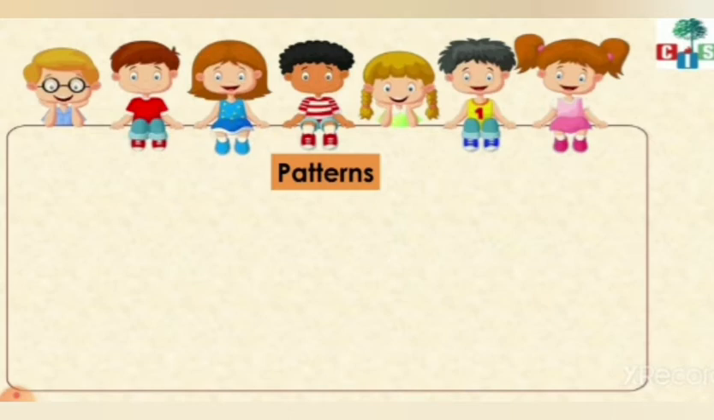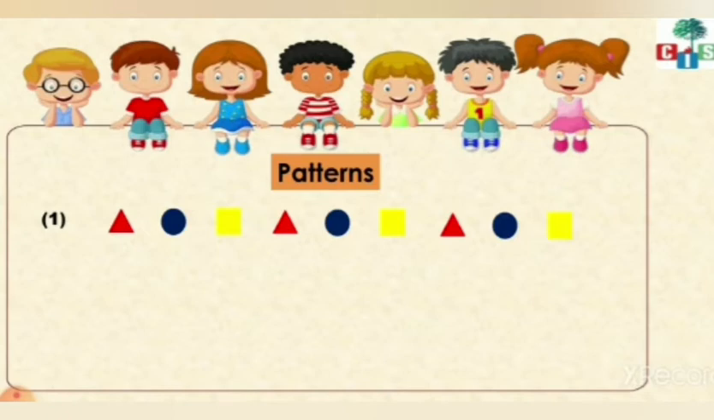So let's see. The first one: a triangle, a circle, a square. Again, now I'm getting triangle, circle, then square. Now what would be next? Triangle, circle, square, right? If you see carefully, first was triangle, then circle, then square. It's a repeater, right? Now let's see the second one.